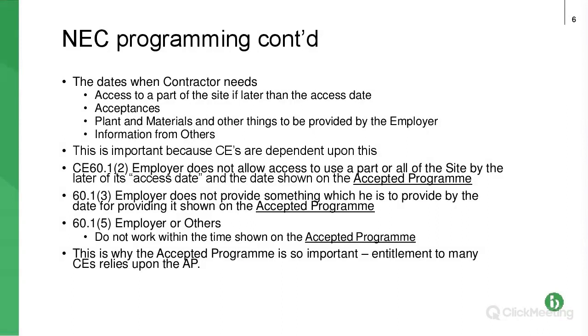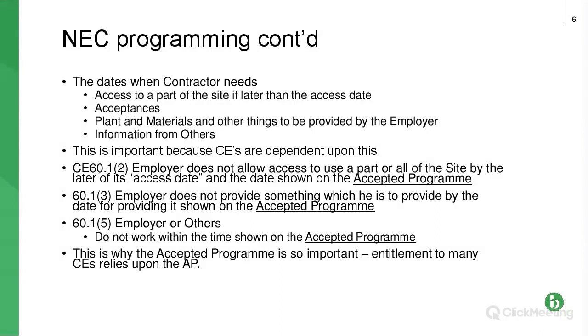Third sub-bullet point, any plant and materials or other things which the employer is to provide, and also any information from others. So that could be third parties, statutory undertakers, it could be parties that are employed by the employer. Others doesn't include, so if you're a contractor, it doesn't include your subcontractors or your suppliers, they are your responsibility. So of those 4 bullet points, the 4 compensation events, the 4 final bullet points deal with all of those.